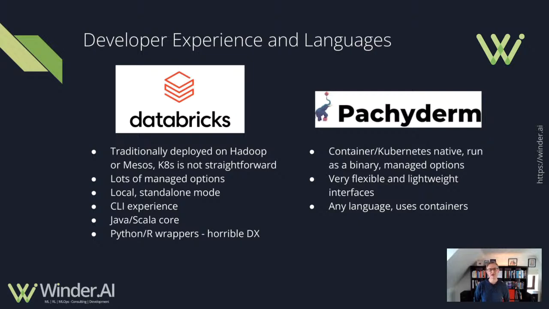So for Pachyderm, because this is a very container native, cloud native, Kubernetes native application, it's very lightweight. You can run it as a binary, you can run it in Docker, you can run it on your local system, you can run it in the cloud, and it's all effectively running in the same way. It also has some really nice lightweight interfaces. Like I said before, on a low level, you're principally operating against a file system-like thing. Therefore, it's very easy to interact with from any language. And because you're working in containers, you can use any language. So pick your language of choice. Very flexible, very general purpose.